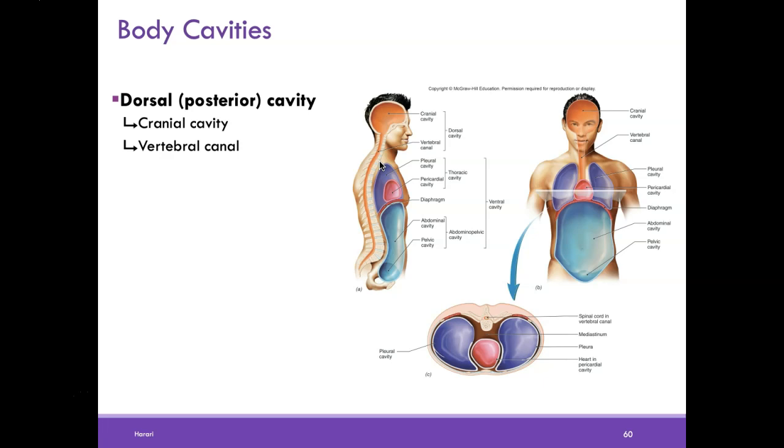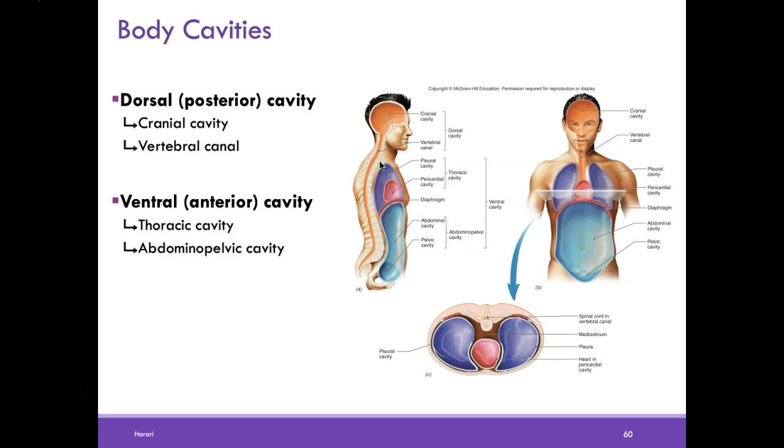So the dorsal cavity is basically the cranial cavity and the vertebral canal, where the brain and spinal cord are. We then have the ventral cavity, or the anterior cavity, that consists of the thoracic cavity. The thoracic cavity contains the lungs, which are found in the pleural cavity, and also the pericardial cavity, which has the heart. The abdominal pelvic cavity is also in the front, so it's still considered part of the ventral cavity, and it has our digestive organs like our intestines. Together, these make up the front or ventral cavity. We have the thoracic cavity, which has our lungs and our heart, and the abdominal pelvic cavity, which has our digestive organs.